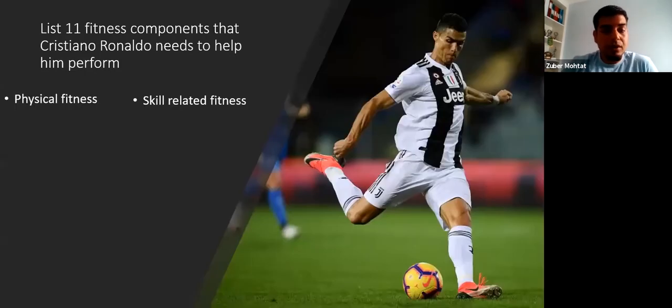Okay, so yeah, those are some of the benefits of sport and exercise science. So next you've got an activity. You've got a picture here of Cristiano Ronaldo, who's a football player for Portugal and also Juventus. I want you to write down 11 fitness components, or as many as you can. List fitness components that Cristiano Ronaldo needs in order to help him perform in football.